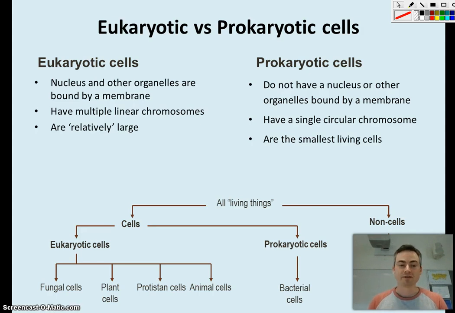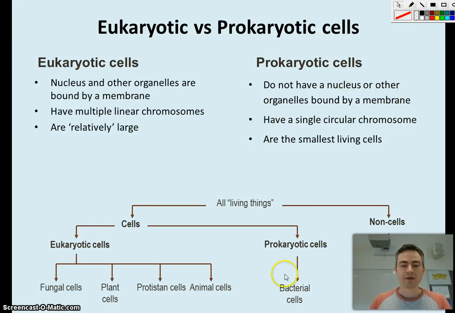So eukaryotic cells, of course, if we look down the bottom here, this branch goes to fungal cells, plant cells, protists and animal cells. So we are made up of eukaryotic cells. All of our cells have a nucleus and membrane-bound organelles, and that's a really key defining feature of eukaryotic cells. We've got multiple linear chromosomes, and they're relatively large cells, relatively because cells are still pretty small, but they're much larger than the prokaryotic cells.